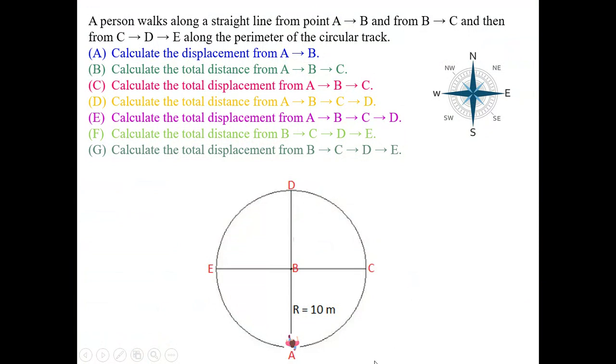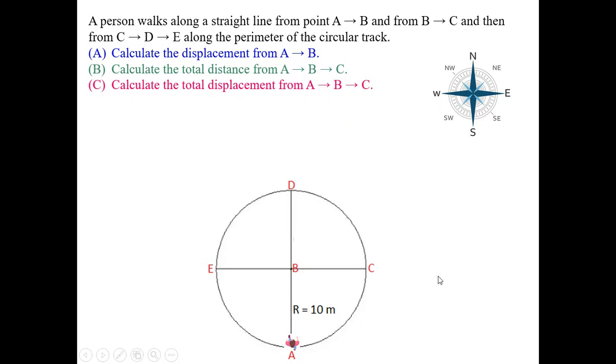Okay. So essentially here is a person at position A. This person is going to go from A straight to B, and then from B make a right to C, and then from C go along the outside perimeter of this particular circle. All right, let's go ahead and do parts A, B, and C on the slide.